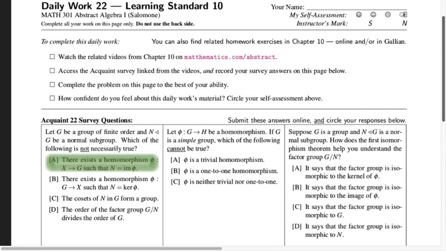But we do know that every normal subgroup arises as the kernel of a homomorphism out of my group. So every normal subgroup is the kernel of a homomorphism, and every kernel of a homomorphism out of a group is a normal subgroup of that group. Okay, so that's A for the first question.